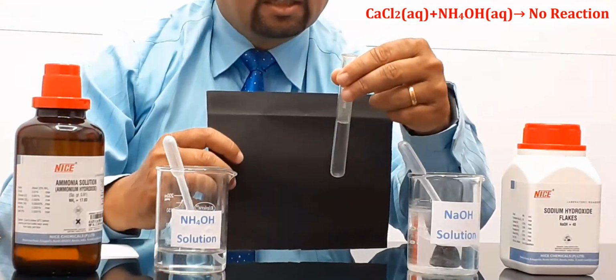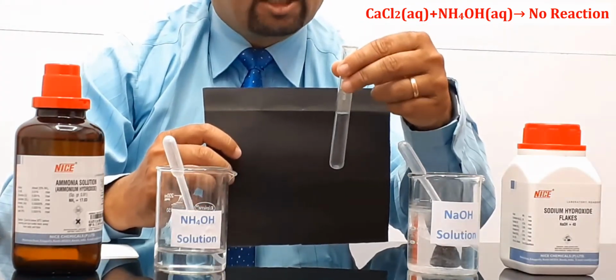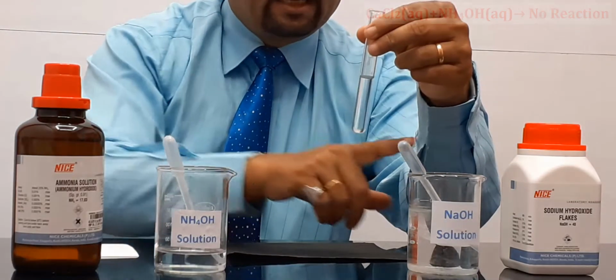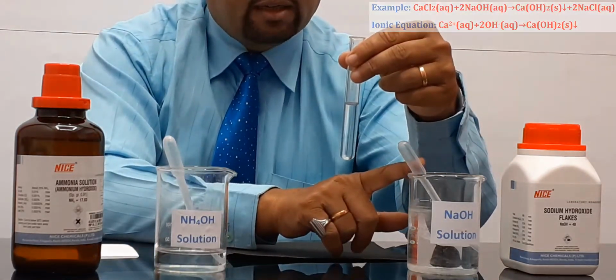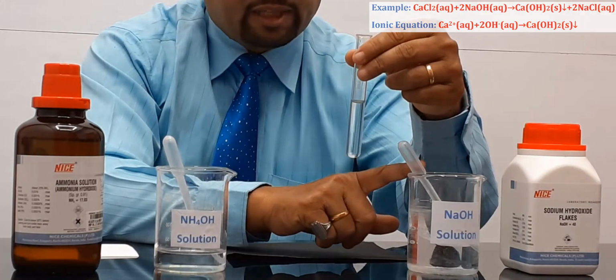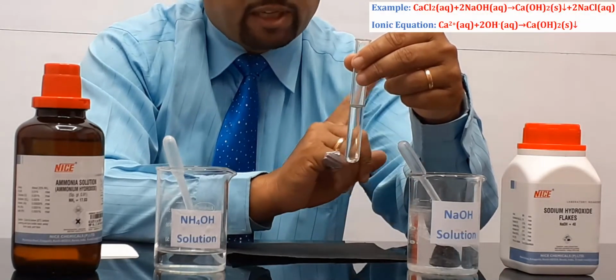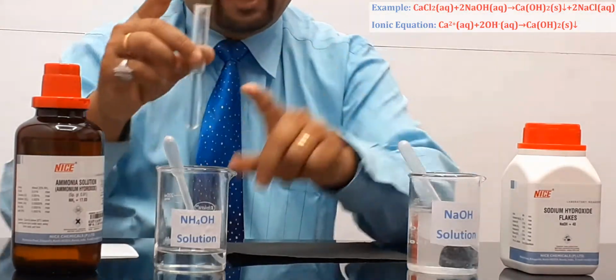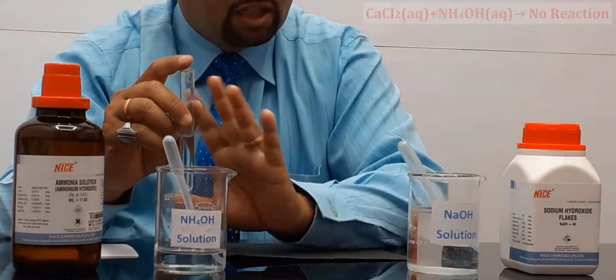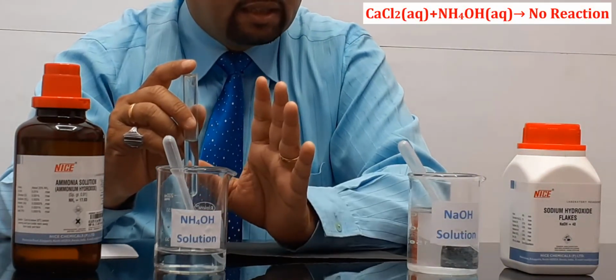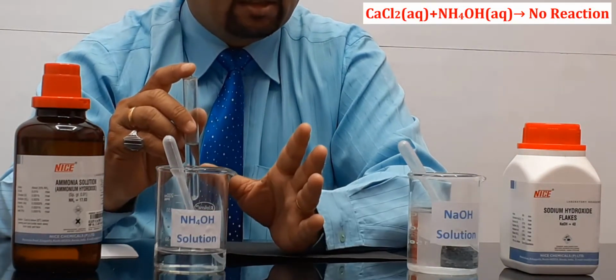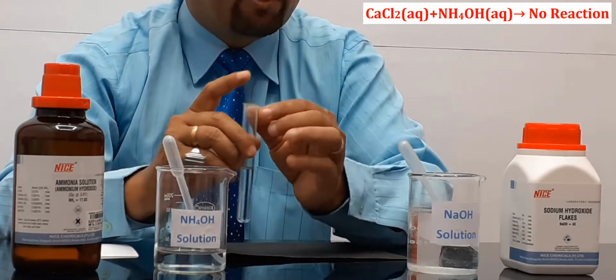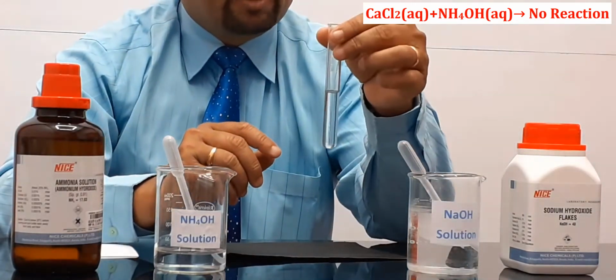Is that clear? So the confirmatory test for calcium ions is when you add sodium hydroxide, a few drops, you get a white precipitate. You add excess, the white precipitate does not dissolve. When you add ammonium hydroxide, there is no reaction, either in small amounts or in excess. Okay, so this is the confirmatory test for calcium ions, Ca2+ ions.